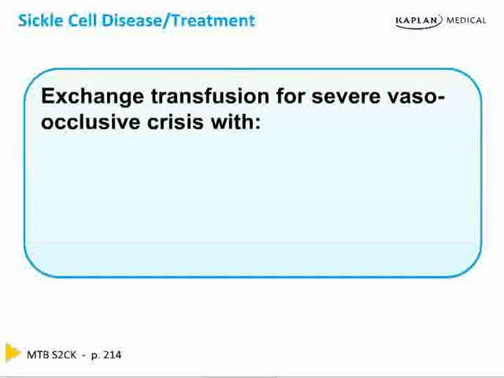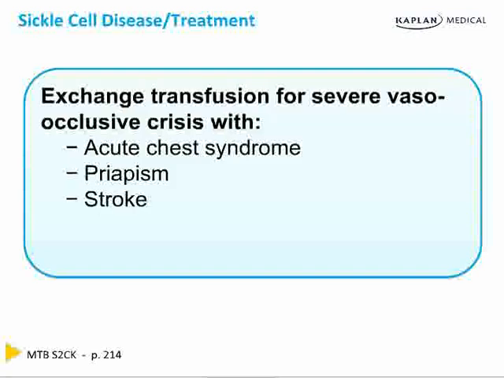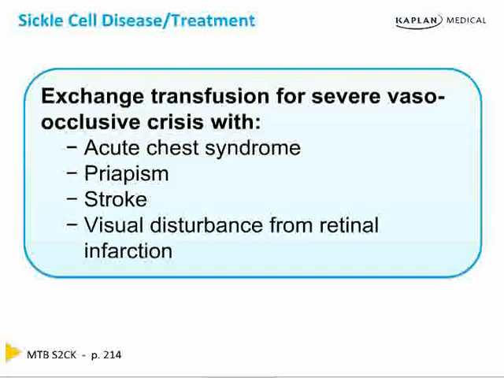Exchange transfusion is the answer when you have a severe vaso-occlusive crisis with acute chest syndrome, you're infarcting the lungs, priapism, stroke, or visual disturbance from retinal infarction. Because these are the circumstances in which you've got to correct it instantaneously. Exchange transfusion or transfuse, get that percentage of sickle hemoglobin down.